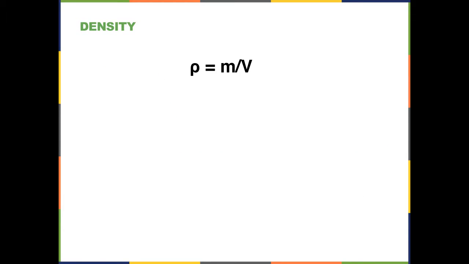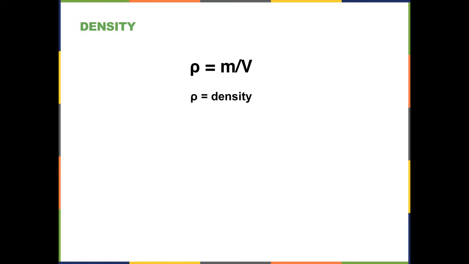Now density is shown by this formula. Rho equals the mass divided by the volume. Now obviously you can manipulate this equation in order to show that mass is equal to rho times the volume, or mass is equal to the density times the volume, and the volume is equal to the mass divided by the density.